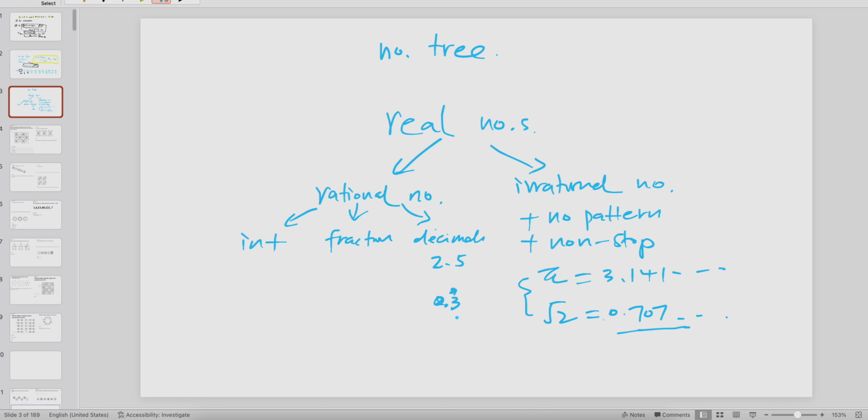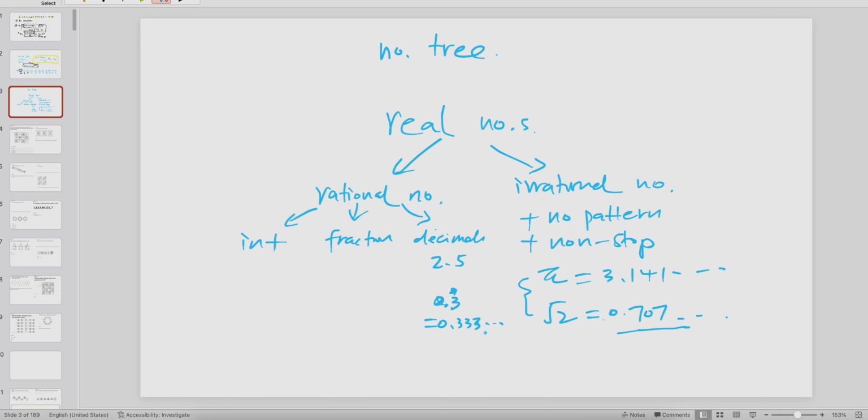You know what's the meaning of this? 0.3 with a dot. It's non-stop, but there is a pattern, right? Yes. The 3 is repeated, right? So that's why for 0.3 with a dot above, I put it under decimal, not irrational. Non-stop but with a pattern, so under decimal. Okay? So that's how I differentiate whether it should go to irrational number or decimal number, which is under rational number.